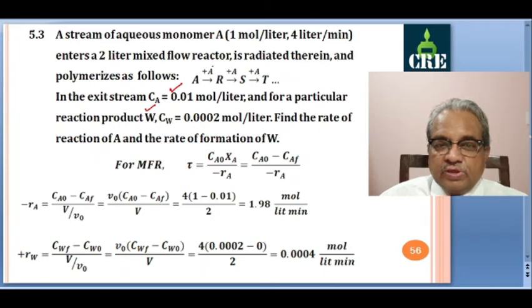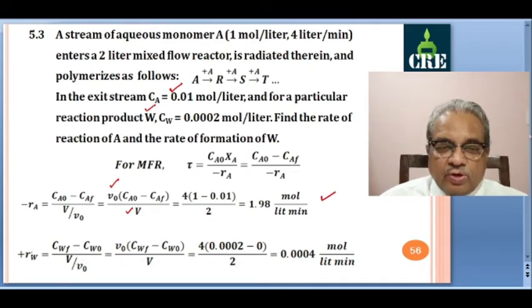It is taking place in a mixed flow reactor. So for a mixed flow reactor, tau is equal to Ca0 Xa by minus Ra. It is nothing but Ca0 minus Ca final by minus Ra. We want the rate, minus Ra, and tau is transferred here. Tau is V by V0. So this can be written with V0 in the numerator and V retained in the denominator: V0 into Ca0 minus Ca by V. We know V0 is 4, Ca0 is 1, Ca final is 0.01 and volume is 2. So it comes out to be 1.98 moles per liter per minute, the rate of disappearance of A.